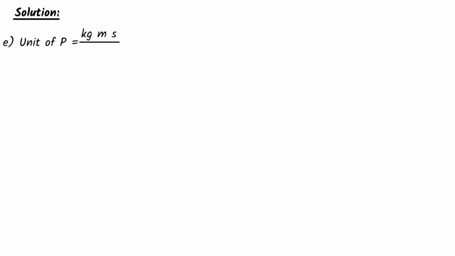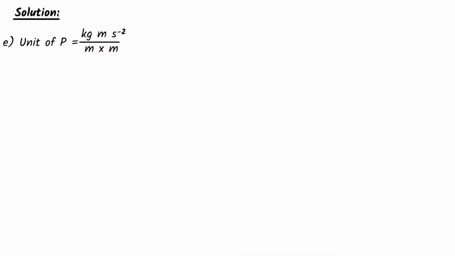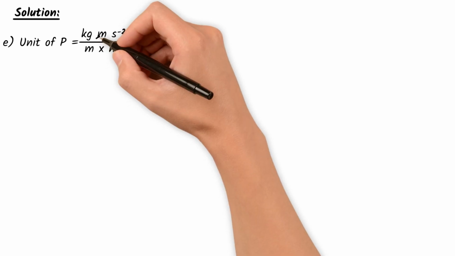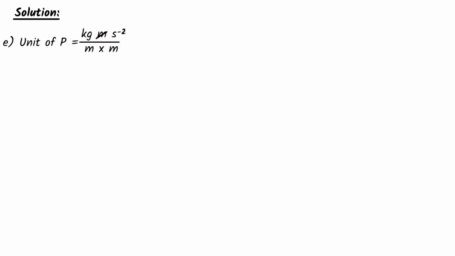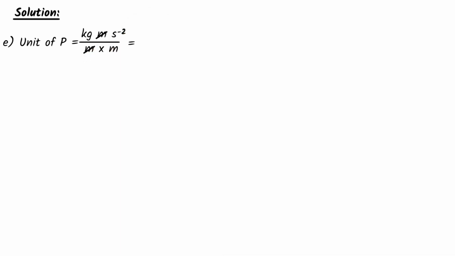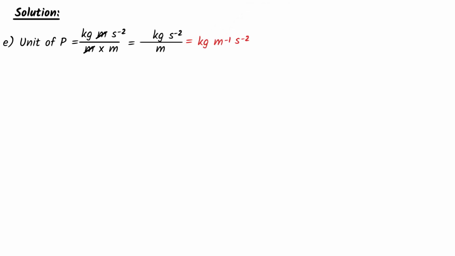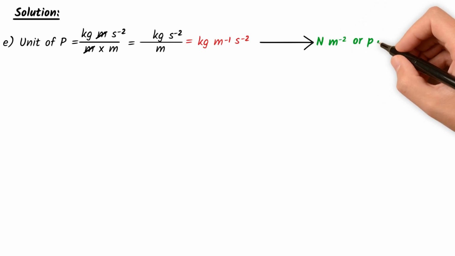So the unit of force is kilogram meters per second squared divided by the unit of area. Area is length times width. Length and width are both distances, and distance is measured in meter. So the unit of area will be meter times meter. 1 meter in the numerator cancels 1 meter in the denominator, and we can use indices to remove the other meter in the denominator, and we're going to get kilogram per meter per second squared. And that together is called Pascal or Newton per meter squared.